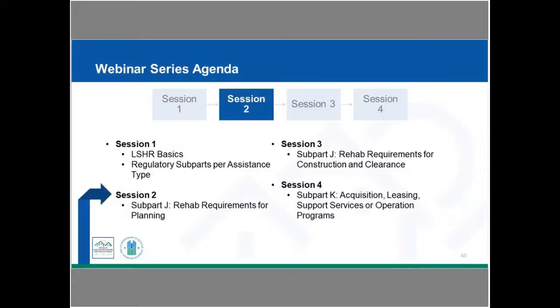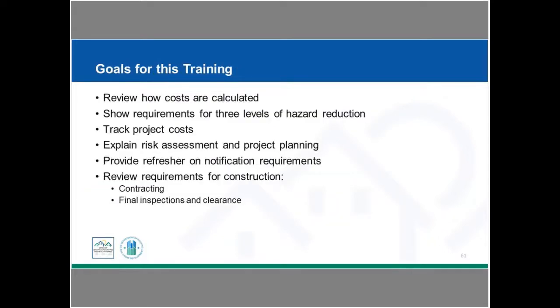All right, so let's go over a little bit of the series overview. Like I said last week, we did the basics and we identified the different subparts, so you're aware of the whole of Lead Safe Housing Rule, and we're really focusing on Subpart J rehab requirements for today. Next Wednesday, we'll get together and do the construction and clearance, and then the last week we're all together, we're going to be doing Subpart K, which is acquisition, leasing, support services, and operations. So we have a really short time together, but we want to cover a lot of material.